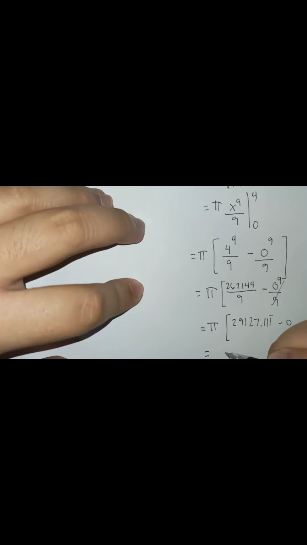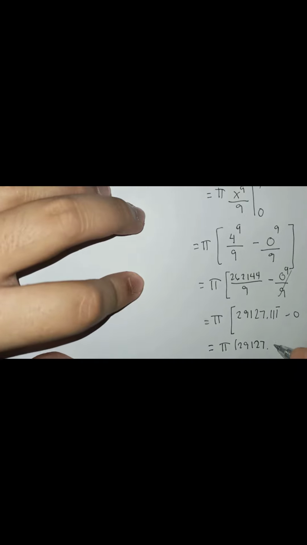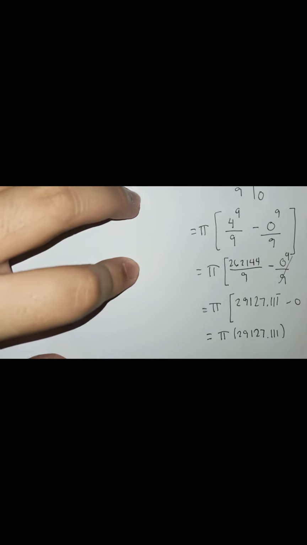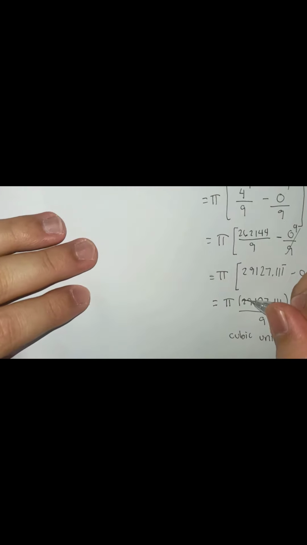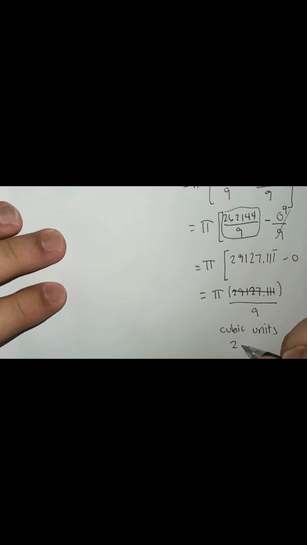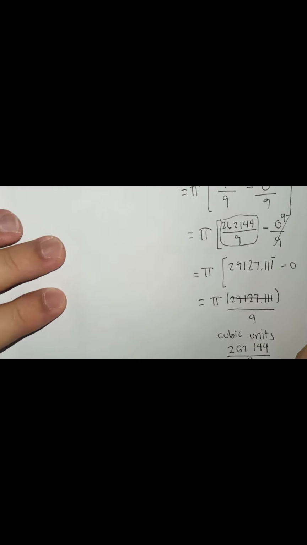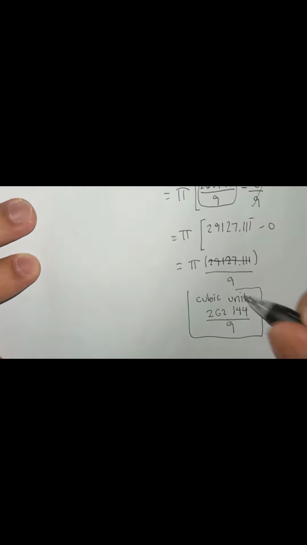Equals pi times 29,127.111 over 9 cubic units. And actually this is wrong. We can assume already that this is the final answer, so we'll just bring it down here: 262,144 pi over 9 cubic units.